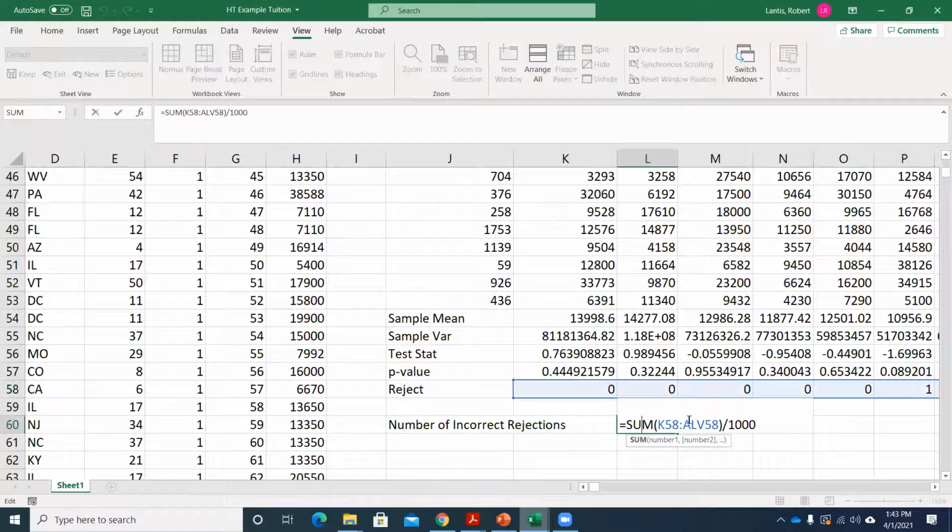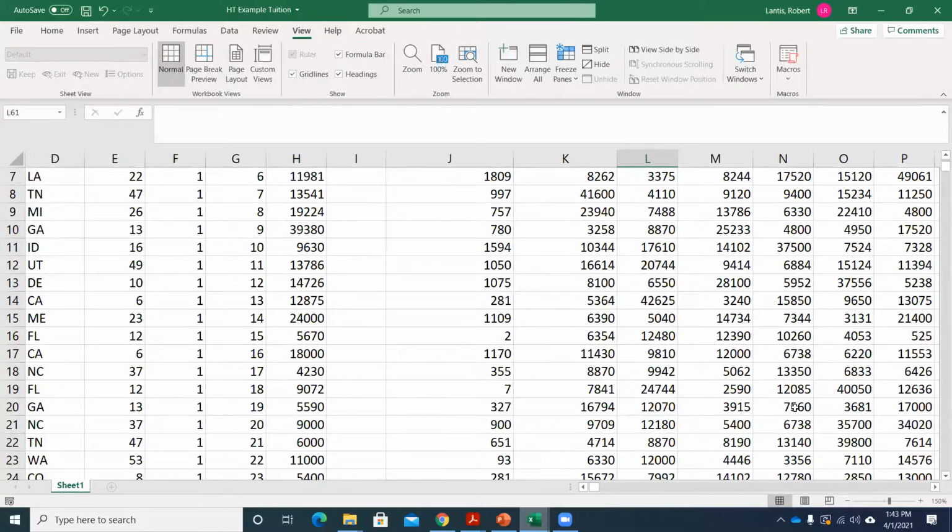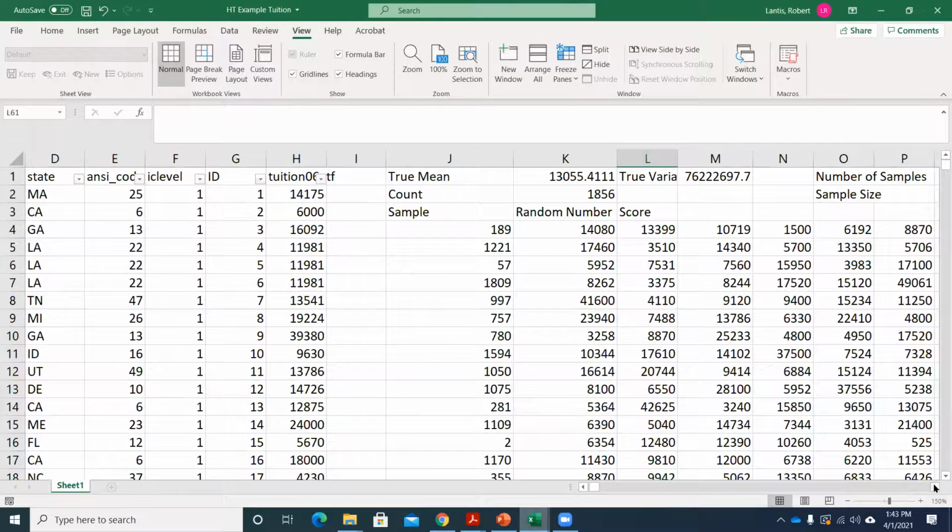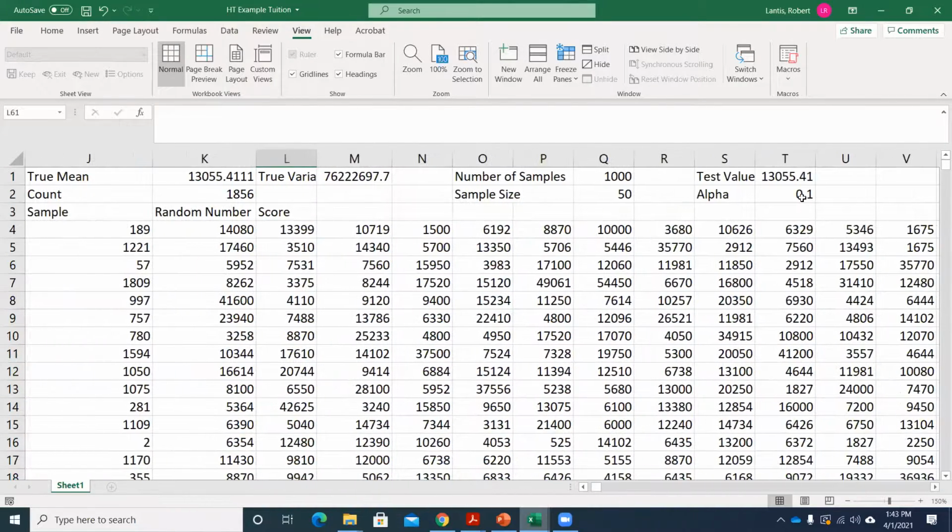So what I then did was add all those up. That should give me the number of times out of these 1,000 different random samples that I rejected when I in fact shouldn't have. So the number of times I rejected out of 1,000, notice 0.097. And that's what happens when I have alpha set to 0.1, right?